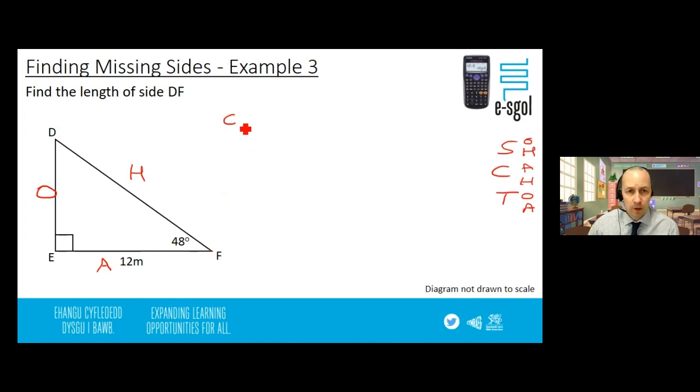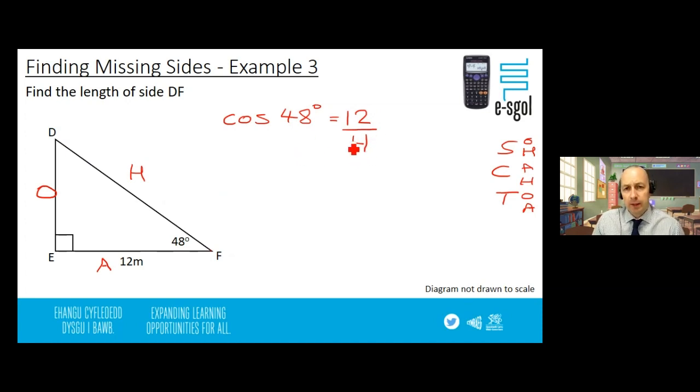Okay, so cos of 48, so 48 degrees is the angle in the question, equals, now A here is on top, the adjacent side is on top. Okay, so the adjacent is 12. And the hypotenuse is on the bottom. So DF is the hypotenuse. So that's the side that I'm actually looking for. Now, you may notice this is slightly different to what we did earlier. So the last two examples, the side we're finding is on top. Now it's on the bottom. So it does change things a little bit.